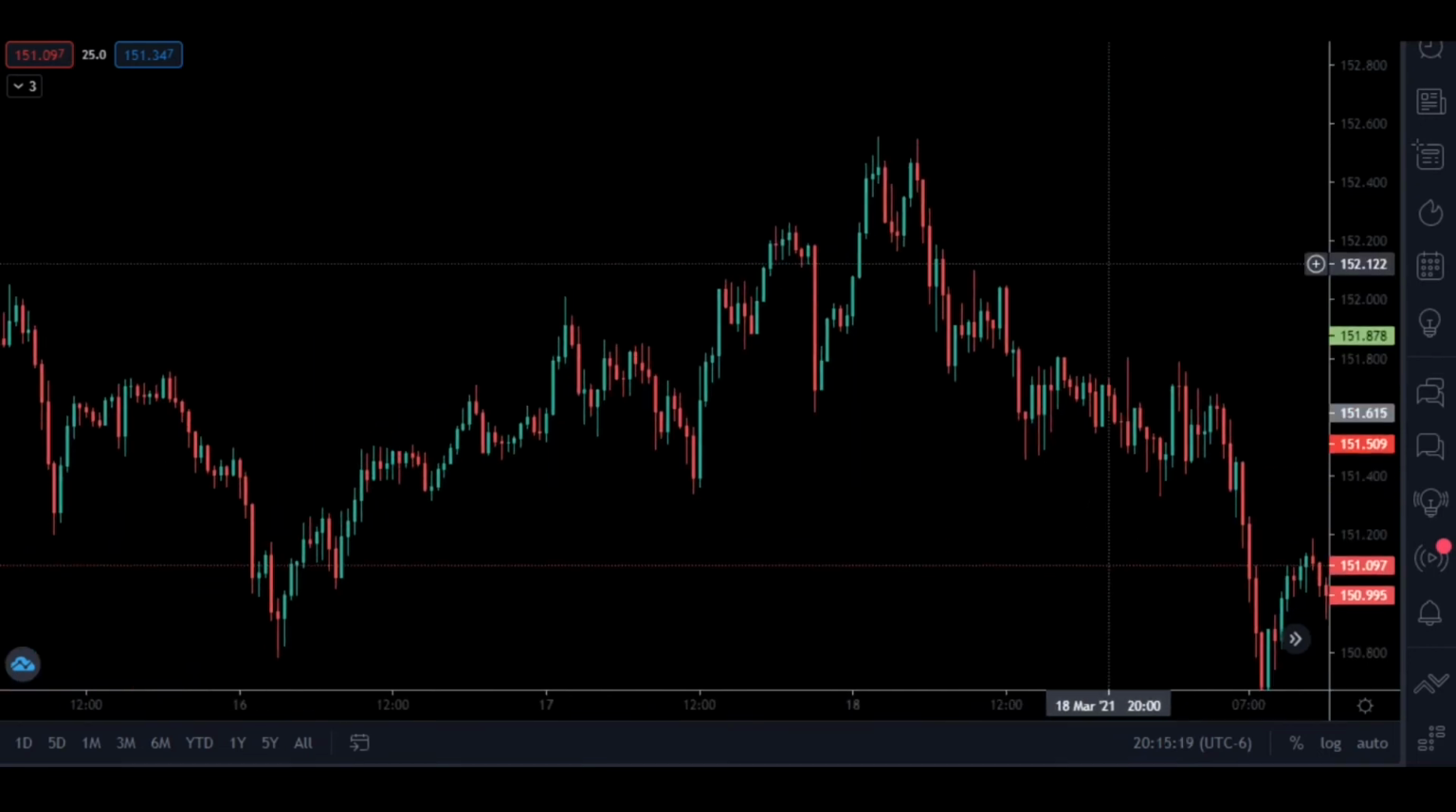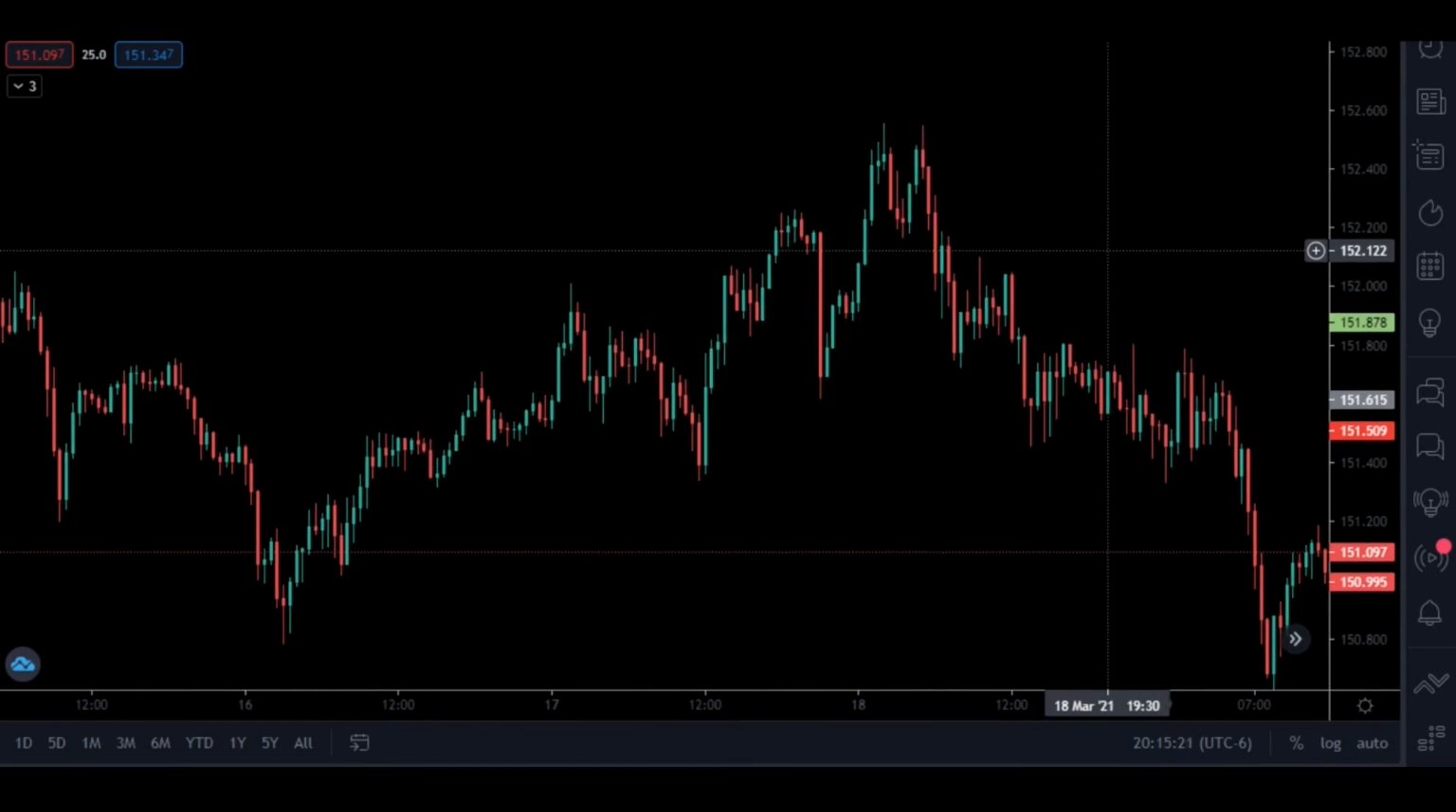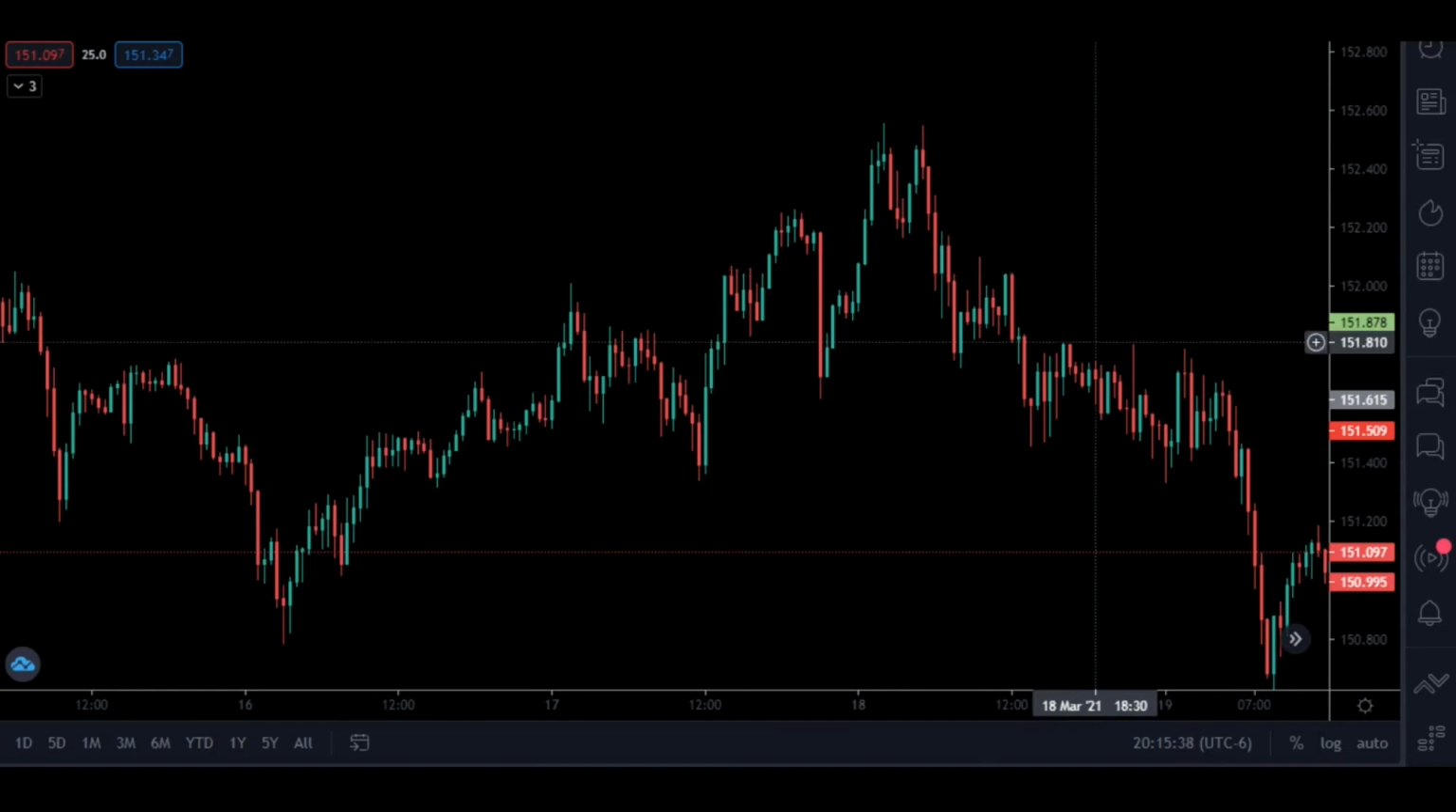What I like about this pattern is that it happens almost every day or every 2 days. So you can have at least 2 to 3, 4 trades per week, especially if you're scalping the market. So it's just a matter of training your eyes and looking for opportunities.